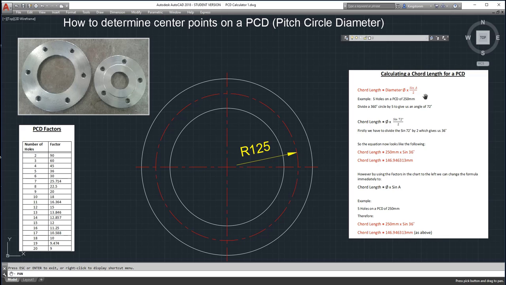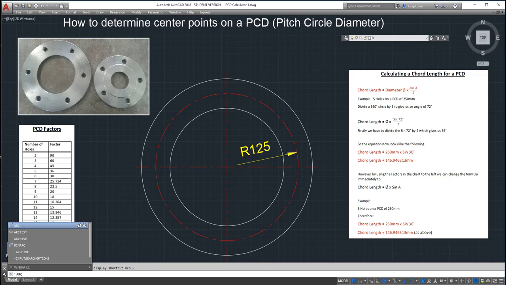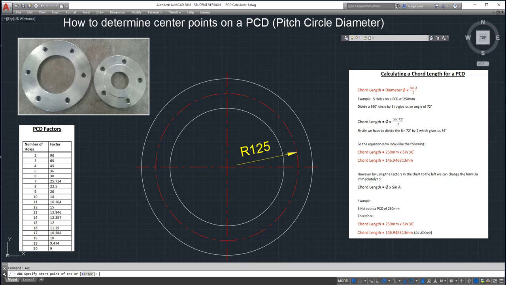So if you have more than 20 holes, let's say you wanted to put 25 holes in it, you divide your 360 degrees by 25, work out what that is, divide it again by 2, and that's the number you would put in for sine. So just as an example. So the dimension we're looking for is 146.946313. So how we would put that on the circle, you would use a set of dividers or a compass. I'm using arc on the computer.